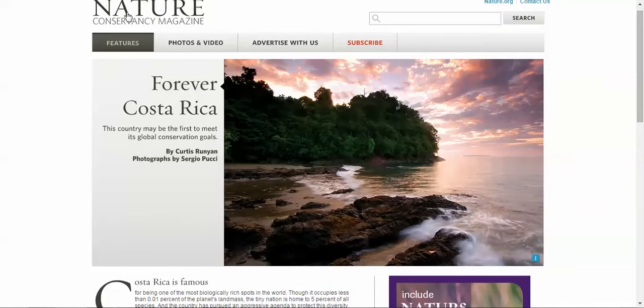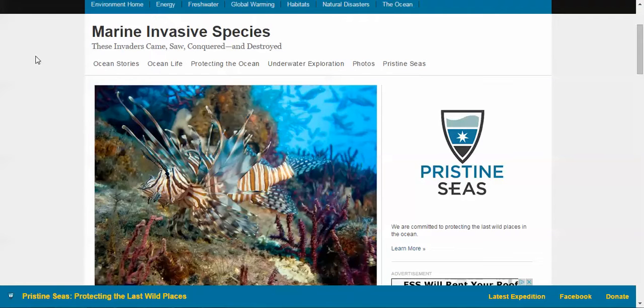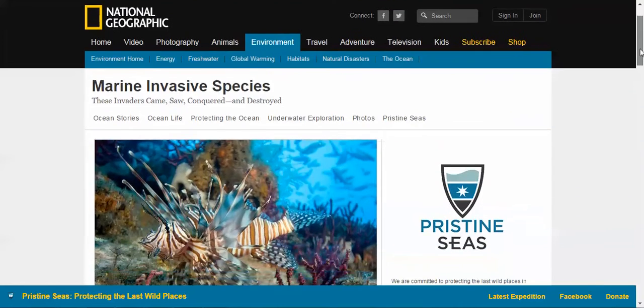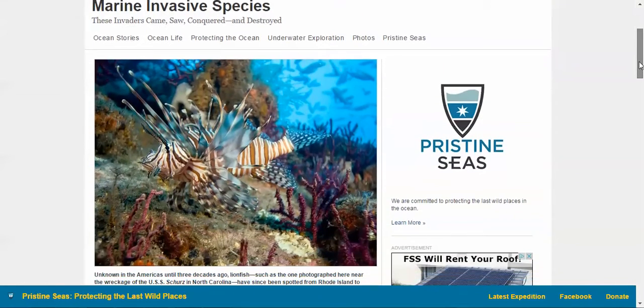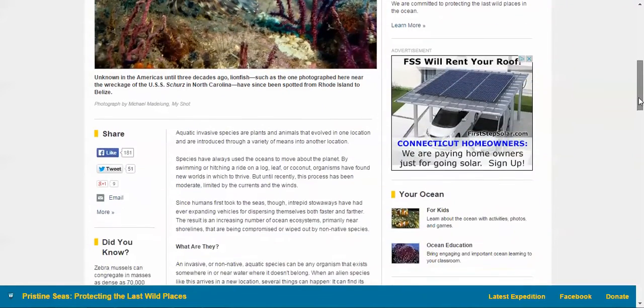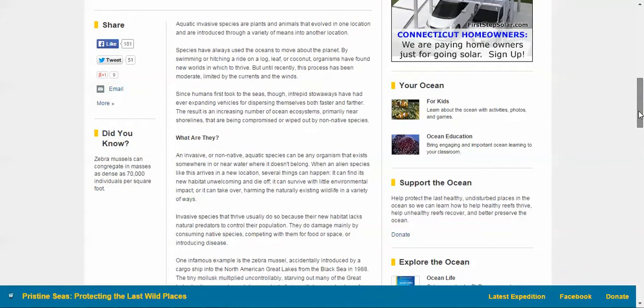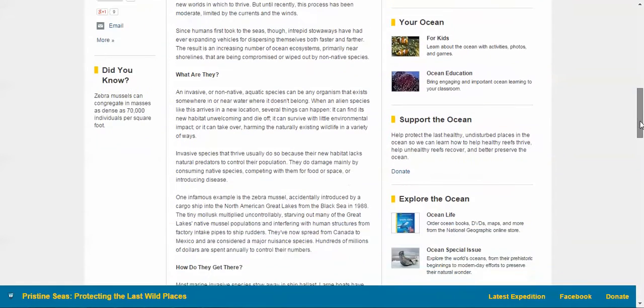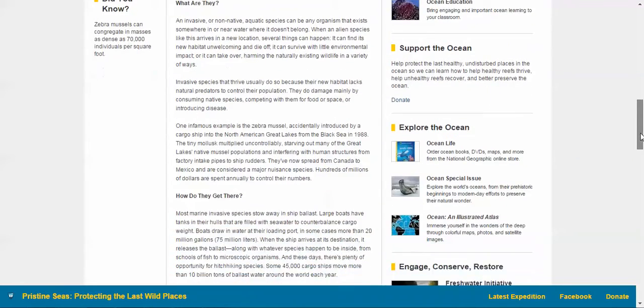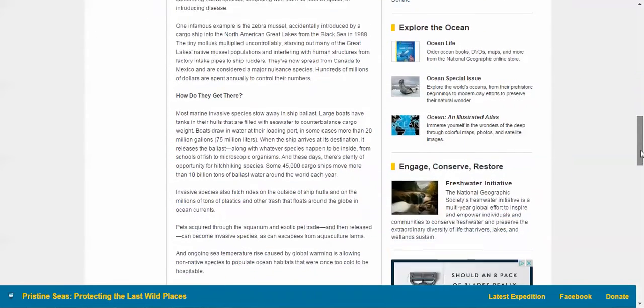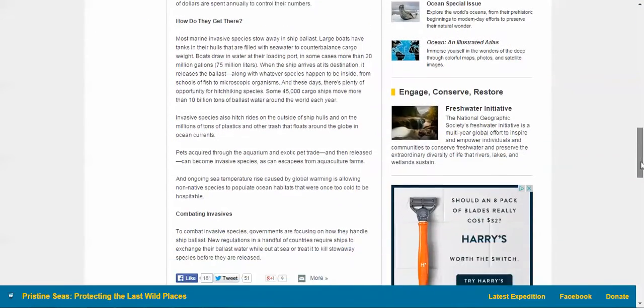Next is an article from National Geographic, and it is called Marine Invasive Species. Now I think that this article is going to be very helpful to my students because it tells them exactly what invasive species is. It explains how these species are able to invade different ecosystems, and it also gives a brief description of how people can attempt to counter these invasive species.